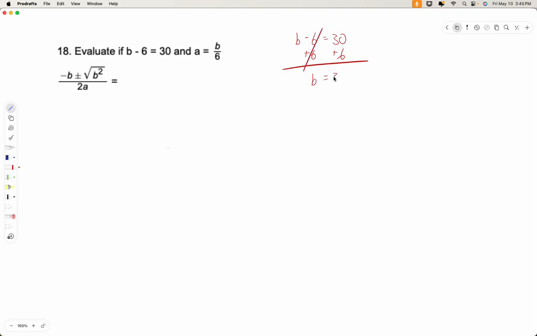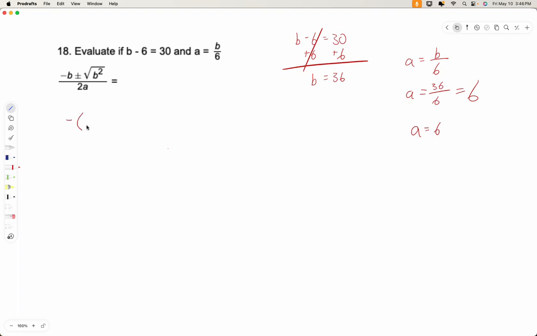B is equal to 36. So now I have my value for b. Now I've got to find the value for a. So I'm going to sub in the value for b. So a is equal to b over 6. B is equal to 36, so 36 over 6. 36 divided by 6 is 6. So now a is equal to 6. So I'm going to put in 36 for b and 6 for a.